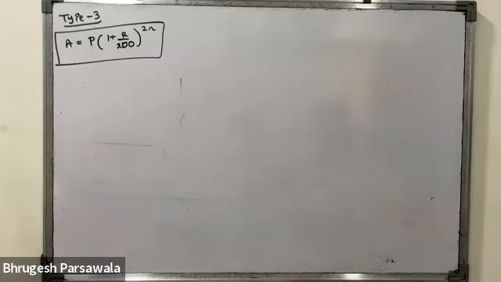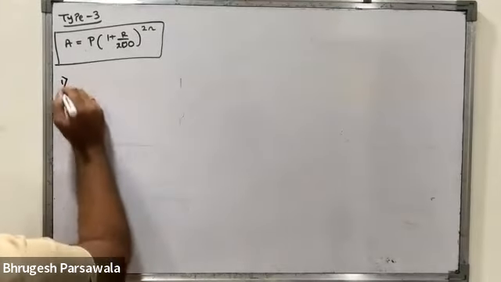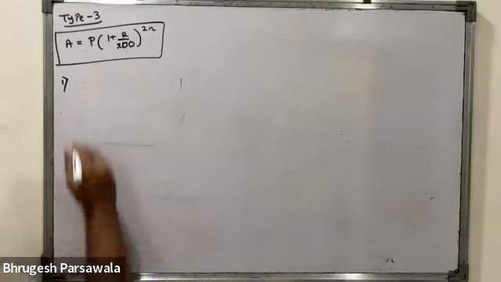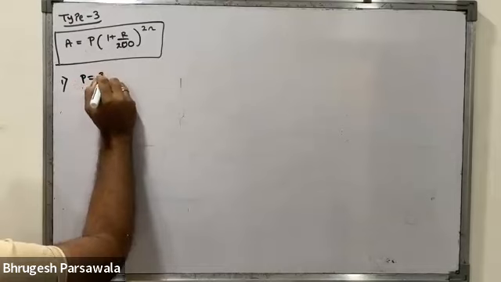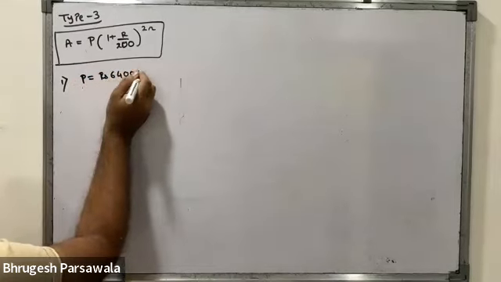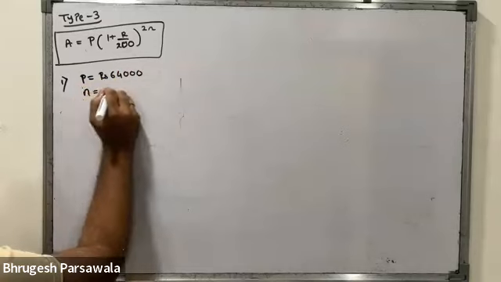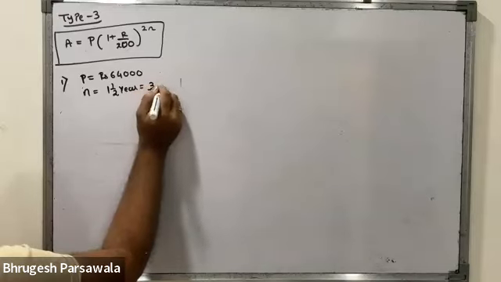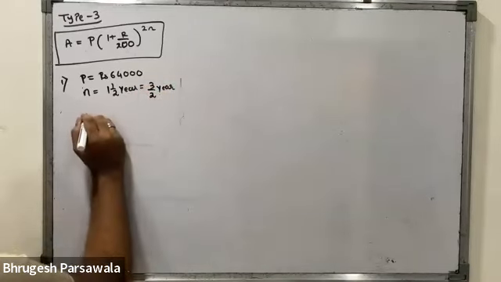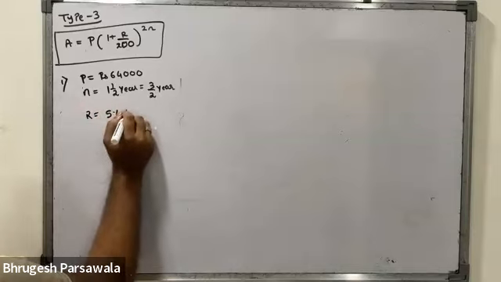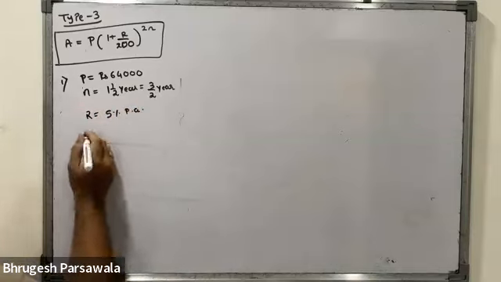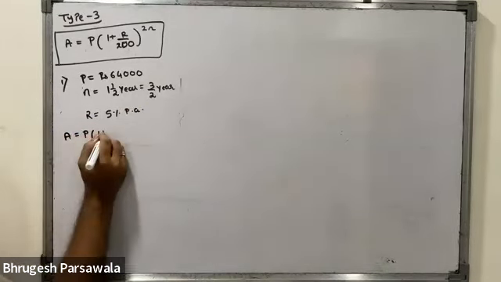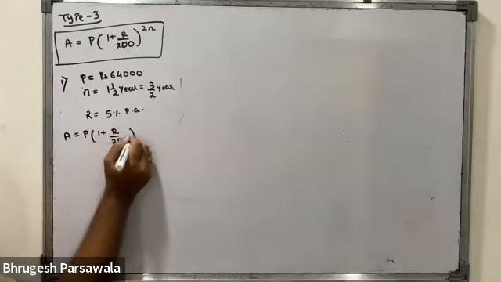Let's get started with the first sum, beta. Find the CI on rupees 64,000 for 1.5 year. बेटा प्रिंसिपल कितना है बेटा? 64,000 है for 1.5 year. मतलब कितना? 3/2. At a rate of 5% per annum. Interest being compounded half yearly. So A equals to P (1 plus R upon 200) raised to 2n.